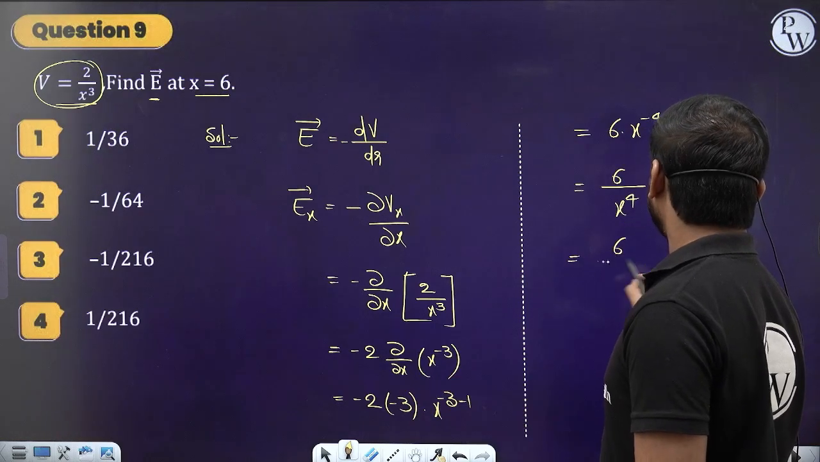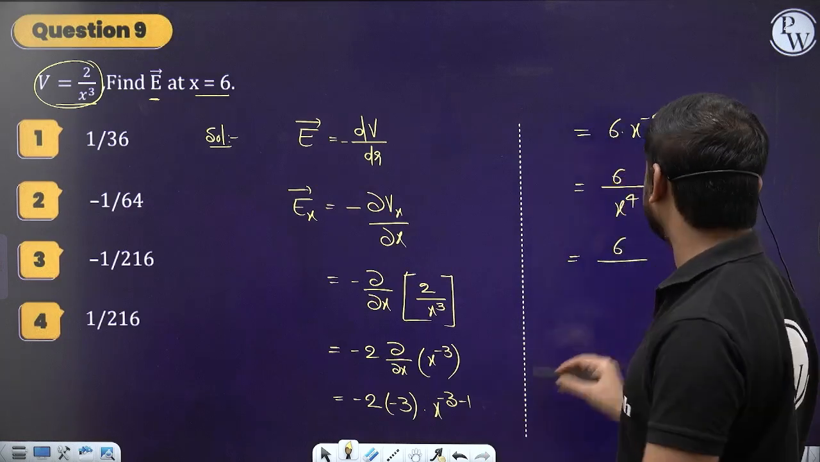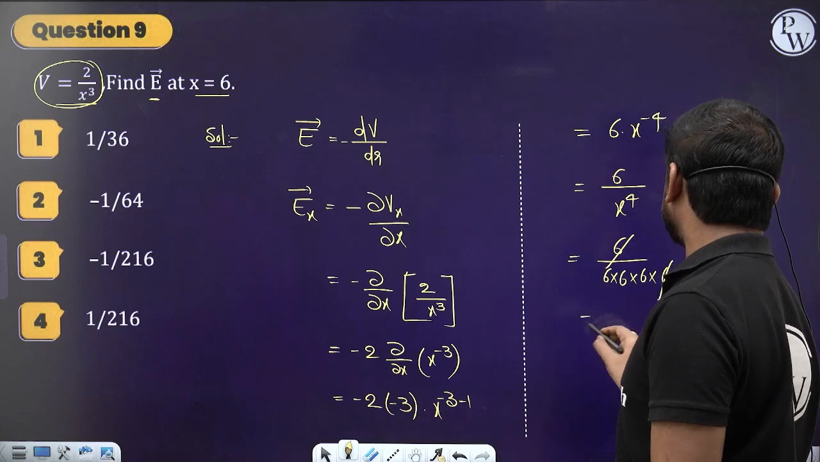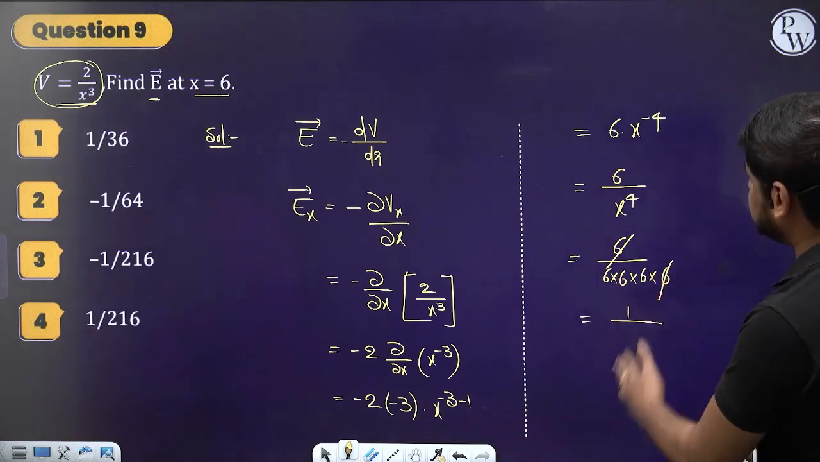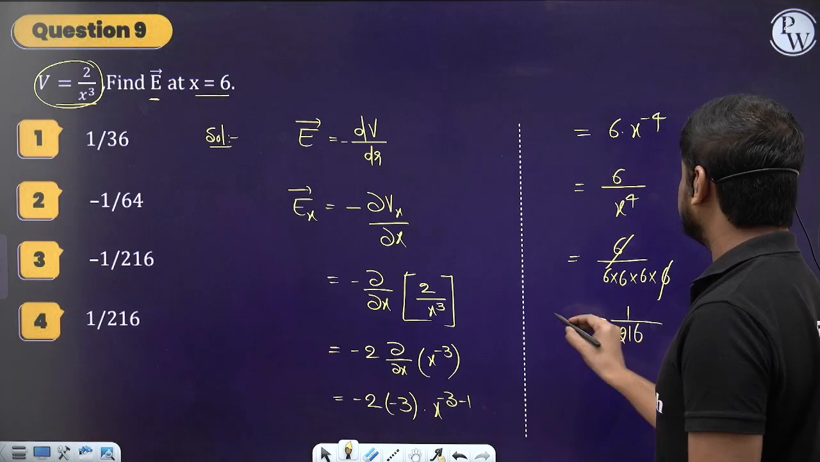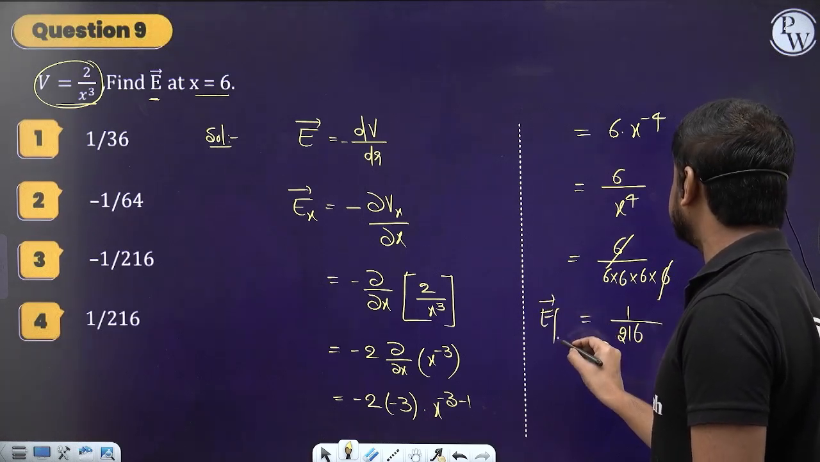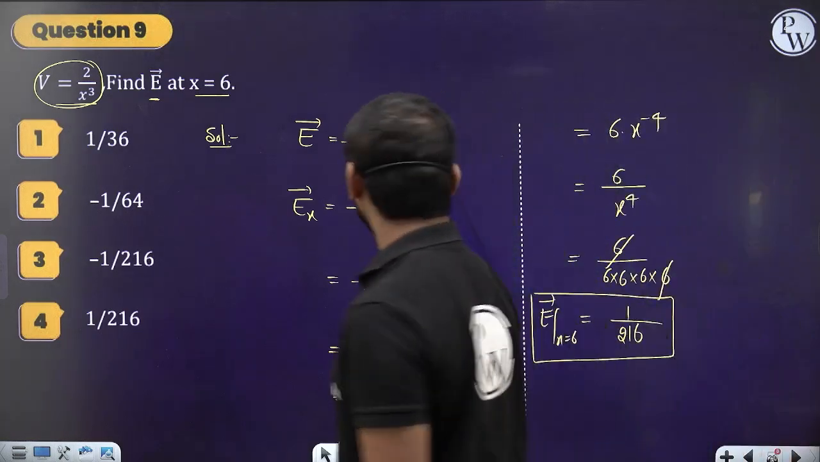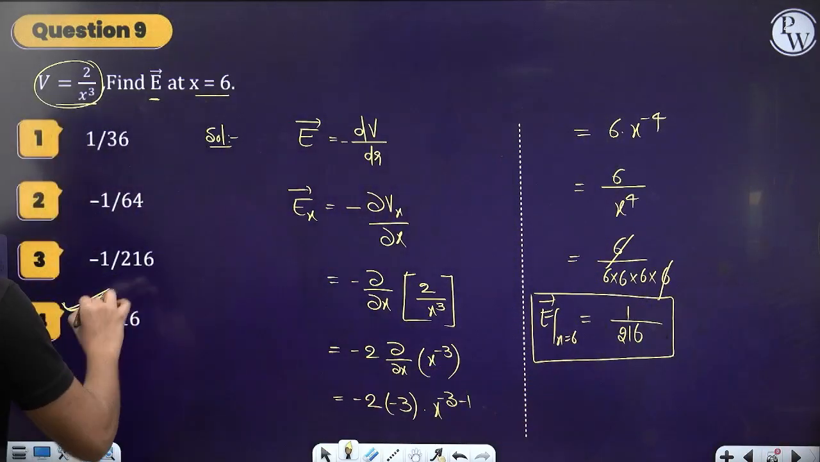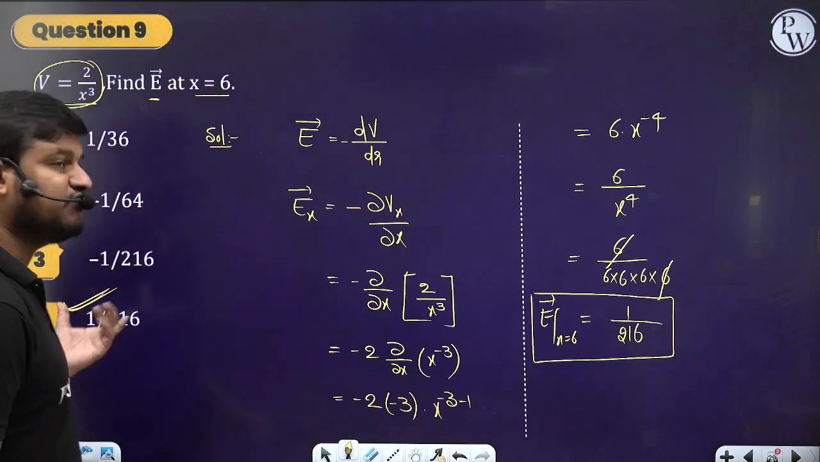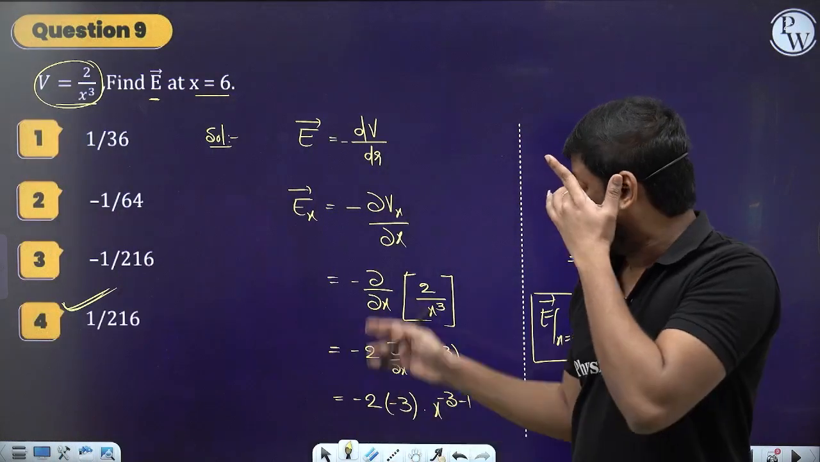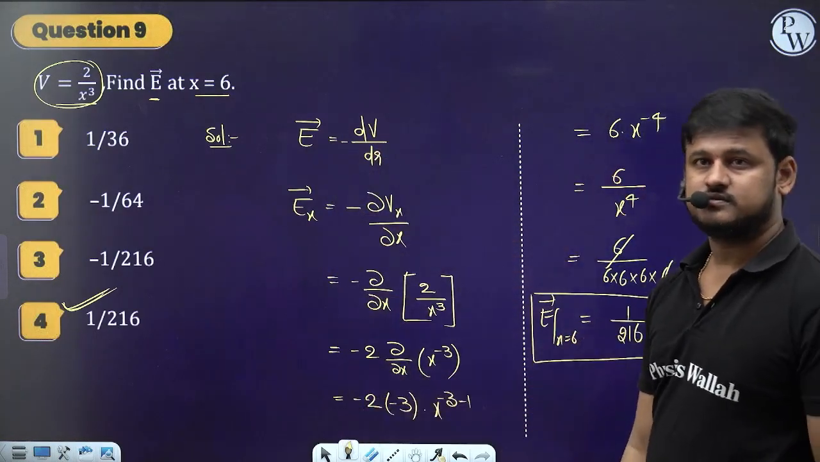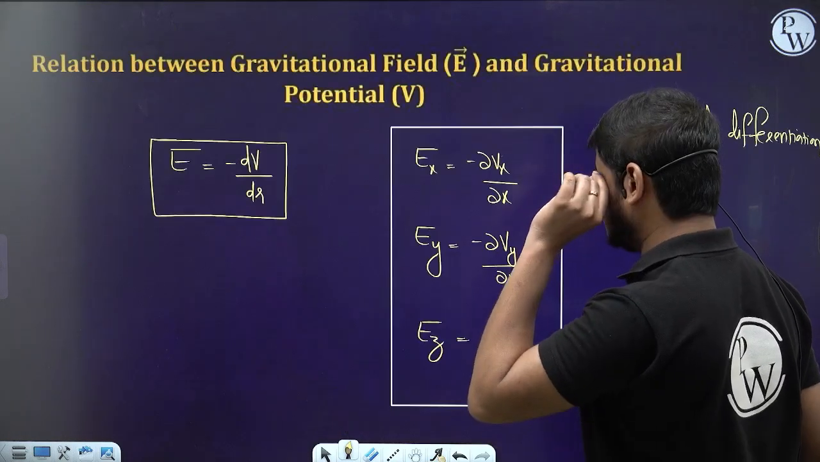So what is at x is equal to 6 we require, right? So 6 means 6 into 6 into 6 into 6. So 6 and 6 get cancelled, 1 by 36 into 6, which is 216, right? So the gravitational field at x is equal to 6, which is equal to 1 by 216. So we got positive only. So put option 4. See, don't get confused between option 3 and 4 again. We already did this with the negative symbol formula only. Done. Chalo. So this is also done.